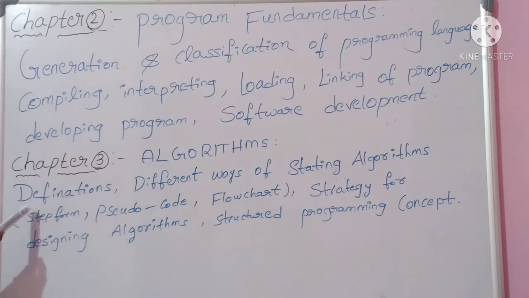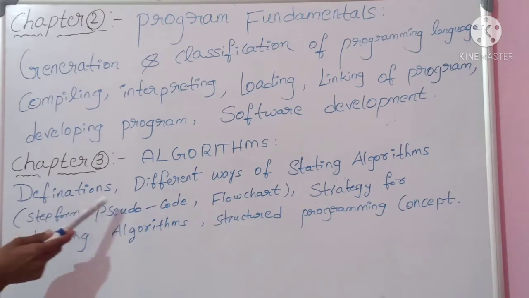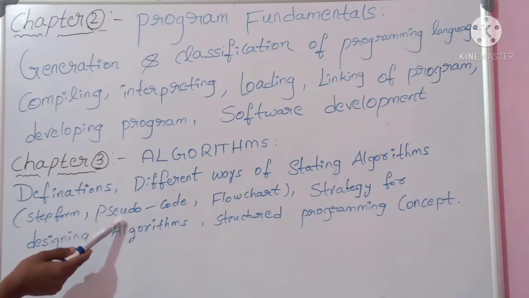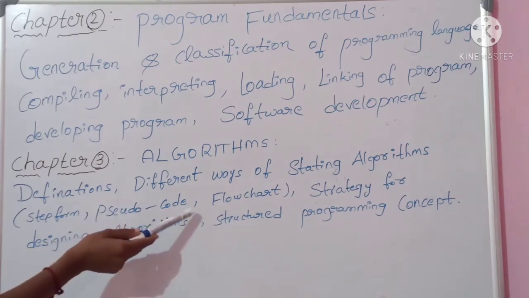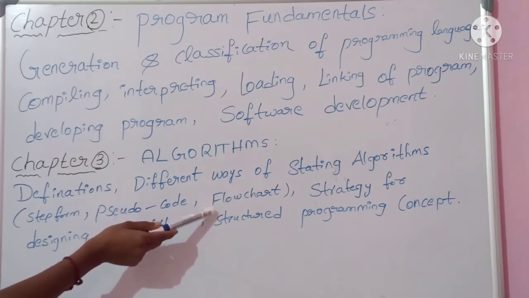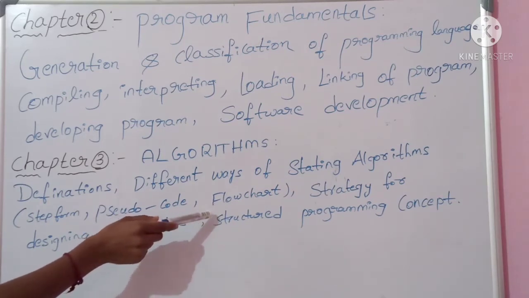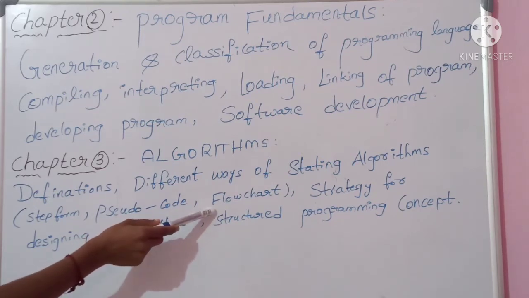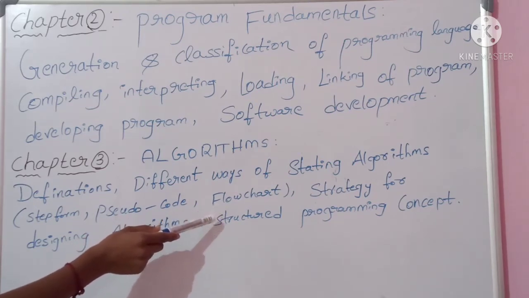And in algorithms we have some concepts like definitions of algorithms and different ways of stating algorithms. And this is step 1. Pseudocode is nothing but it gives the instructions to the program, how we write the program. And a flowchart is a pictorial representation of an algorithm. It gives all the diagrammatical representation of how to execute the program, and it will help us to execute the program.